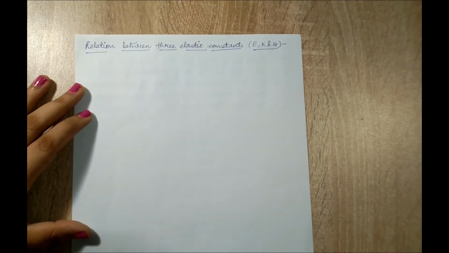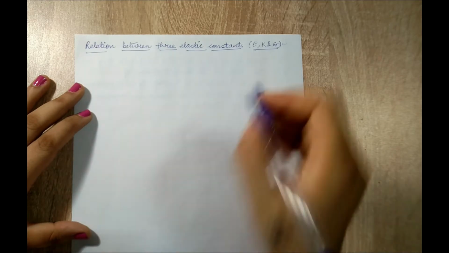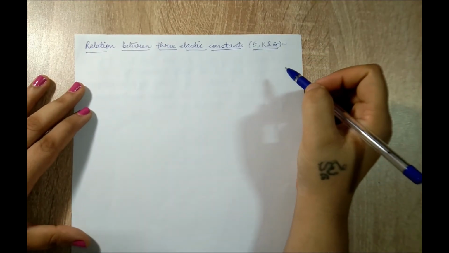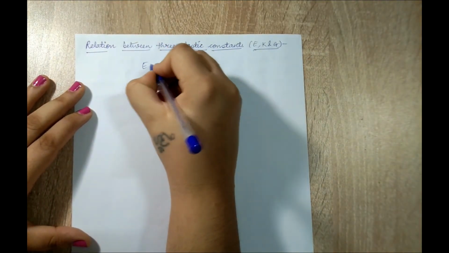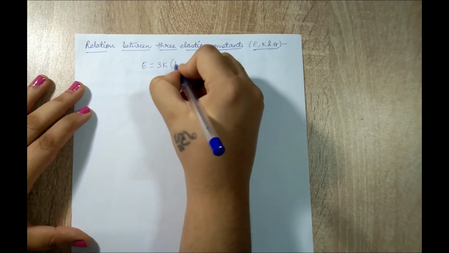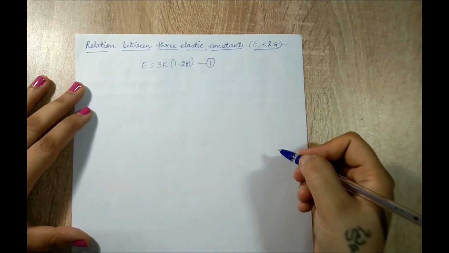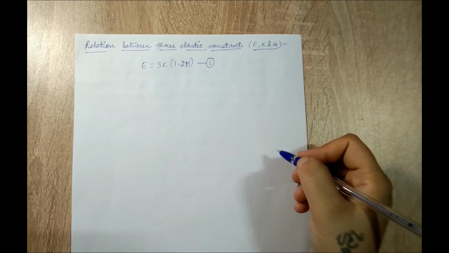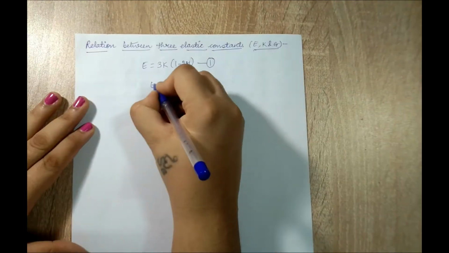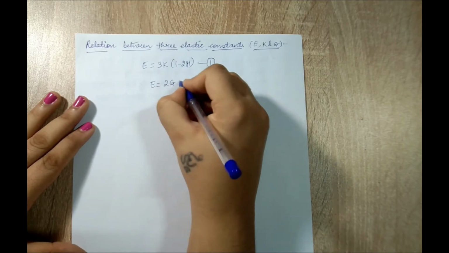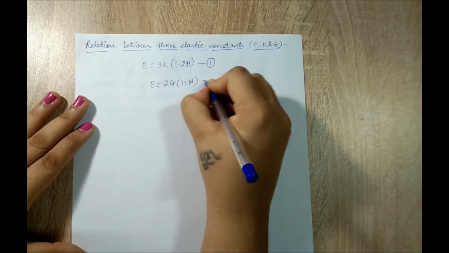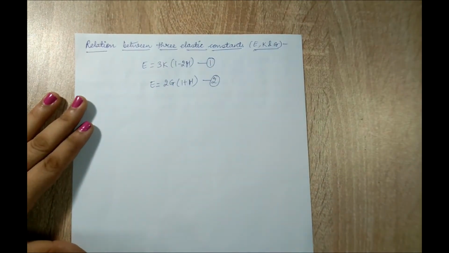Next, I will derive a relation between the three elastic constants E, K and G. We have just seen E is equal to 3K (1 minus 2 mu). This is one equation that I am going to use. There is another equation which I am going to use, that is E is equal to 2G (1 plus mu). This equation I am not deriving for the moment.